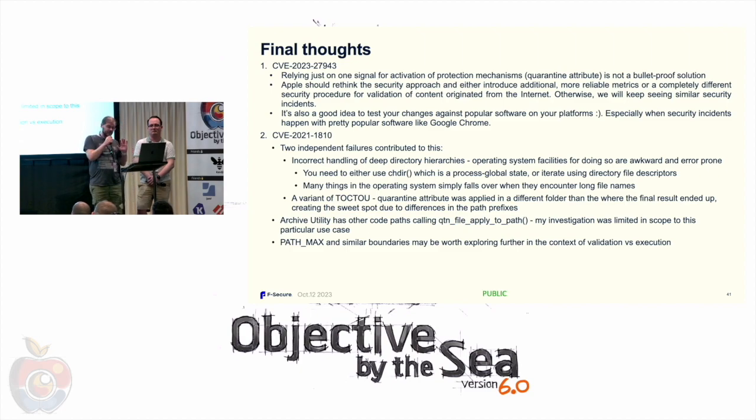And yeah, this was kind of a side project of mine, I'm just a software engineer, so I didn't explore this in depth at all. I just went through these exact code paths. There are many other code paths in archive utility and its helper process, as you call qtn file apply to path. So there might be many more vulnerabilities, and I don't know anything about it, but again, I encourage anyone interested to look into that and see how it works nowadays. Especially these path max boundaries and similar boundaries, I think it might be interesting to explore a little bit more and see if there are more bugs to be found there.